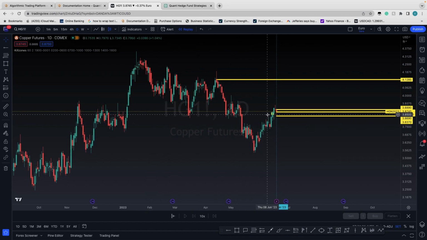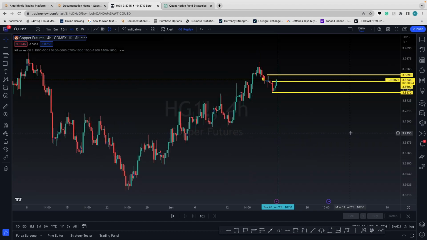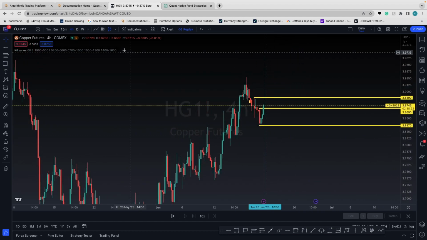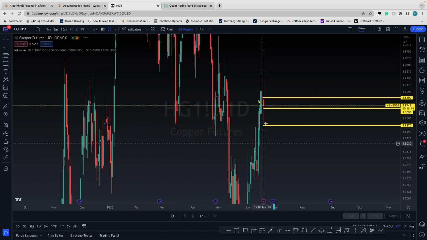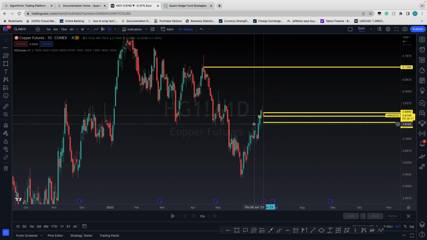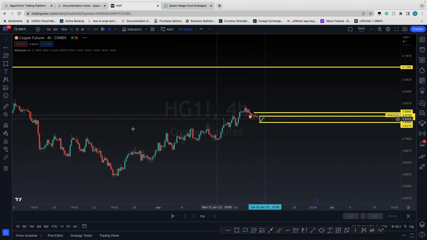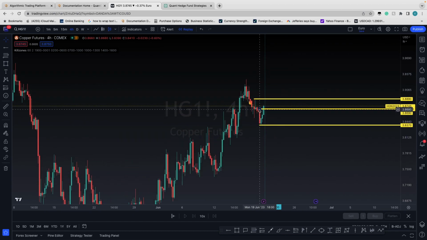What do we also have? A break above daily swing lows. And on top of that, we also have a break above daily swing highs. I'm sorry about that. Break above daily swing highs to the left. Daily swing high, daily swing high, daily swing high as well. All right. And then daily swing highs as well. And then we have a break above 4-hour swing highs.